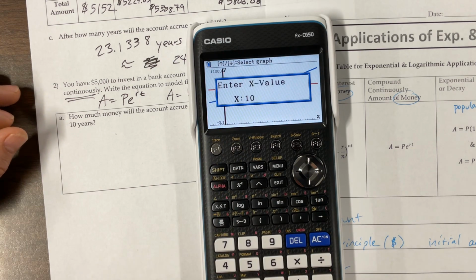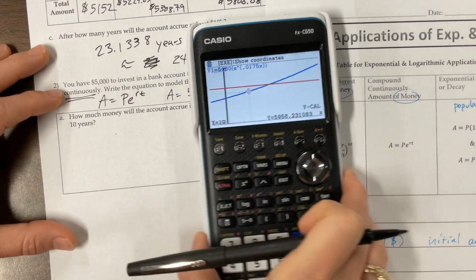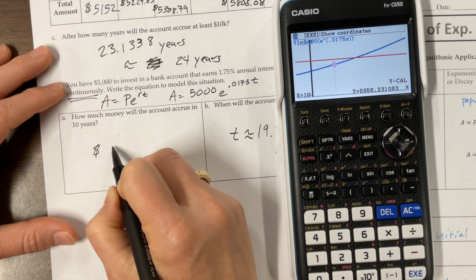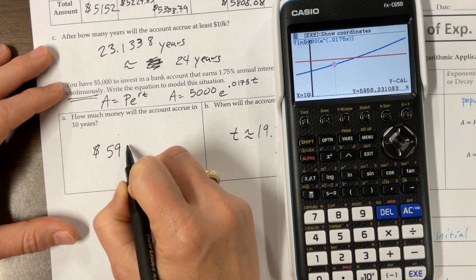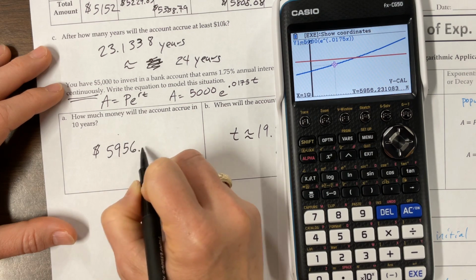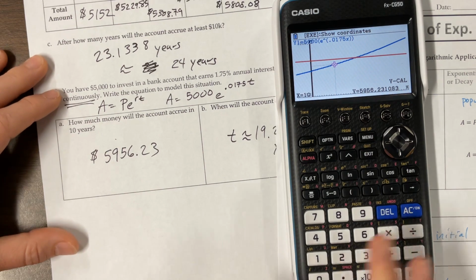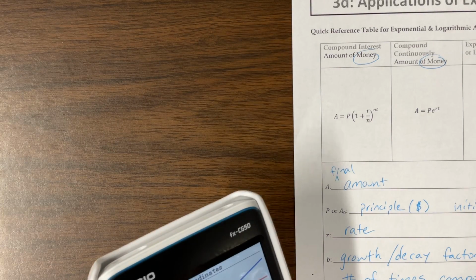And I can plug in a 10. And so this tells me that I would have $5,956.23. Cool? Okay, let's keep going. I have more. Don't worry, there's more.